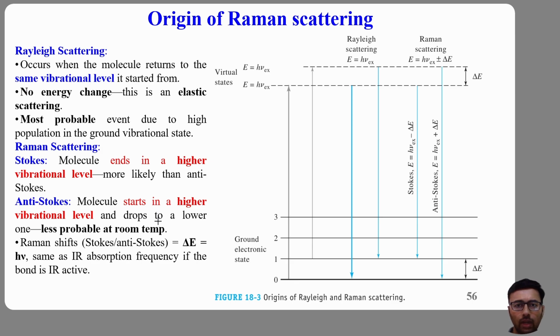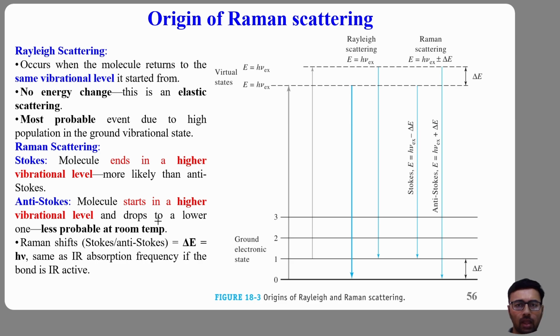Now, let us unify everything with the energy level diagram. The Raman shift equals the vibrational energy difference ΔE between molecular vibrational states. For Stokes scattering, E = hν − ΔE. The scattered photon loses energy. For anti-Stokes scattering, E = hν + ΔE. The scattered photon gains energy.